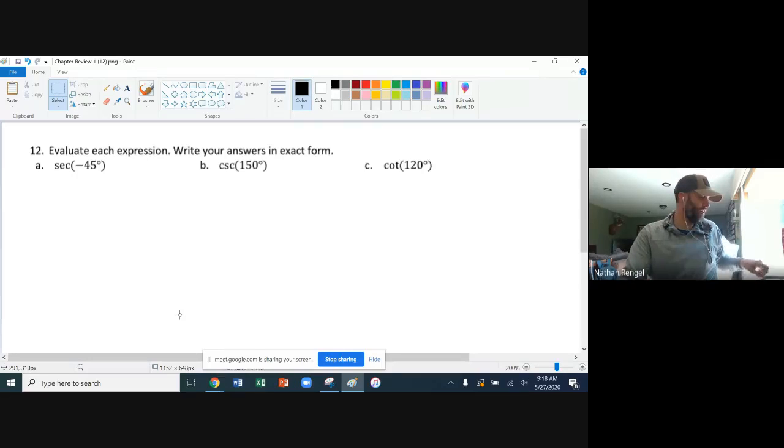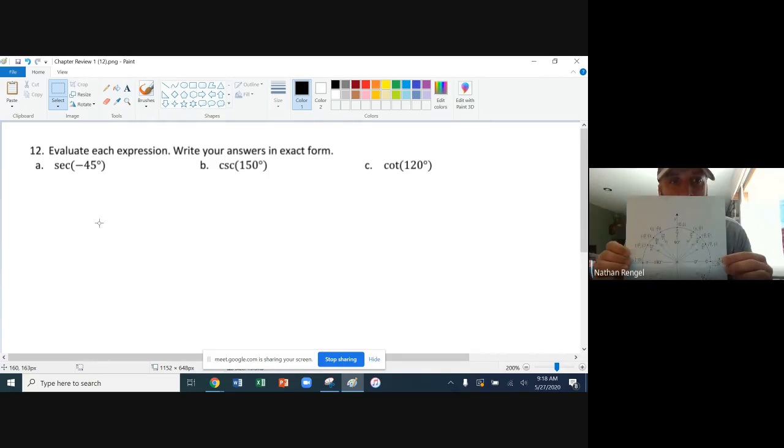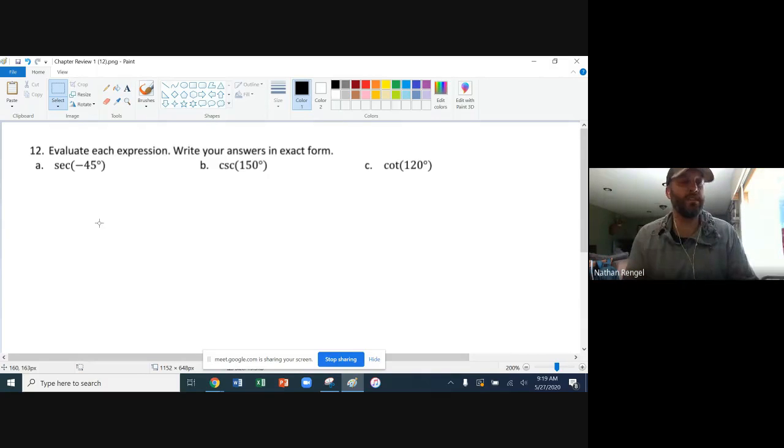We are evaluating secant, cosecant, and cotangent. Problem A, we're going to find the secant of negative 45 degrees. And for this, I'm using my unit circle. I'm going to find where negative 45 degrees is and then evaluate the secant.